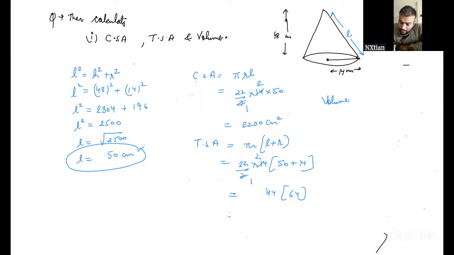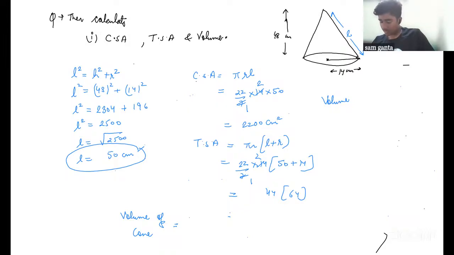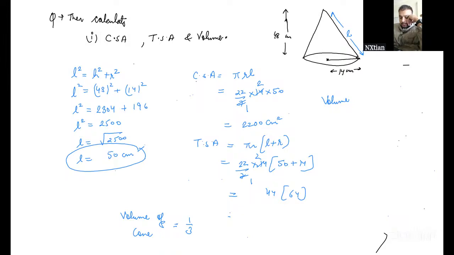Okay, and what is the volume, Sam? Volume of cone? Can you tell me? What is volume of cone? 1 by 3, pi r square h. r square, h is also there. So you have to just put the value of pi, which is 22 by 7, r, which is 14, and h, which is 48, and then you will find the answer. Guys, did you understand? Okay.